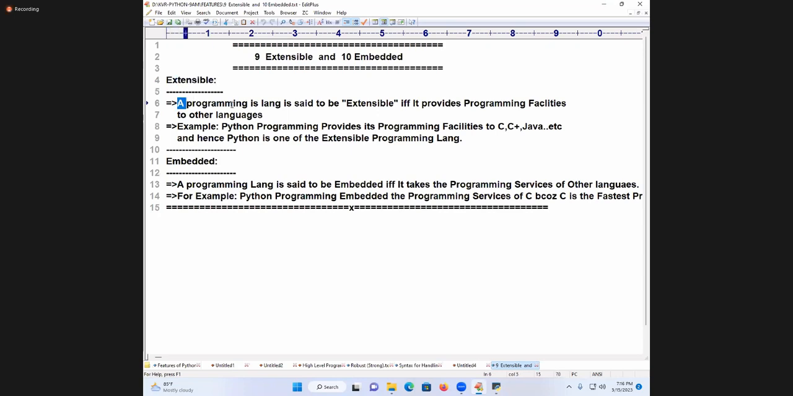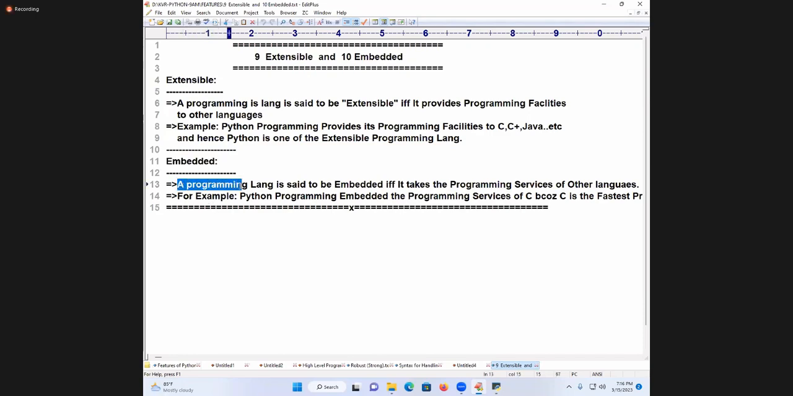Extensible. A programming language is said to be extensible if and only if it provides programming facilities to what? Other languages. For example, Python programming provides its programming facilities to C, C++, Java, etc. Hence, Python is one of the extensible programming languages. Next, embedded.